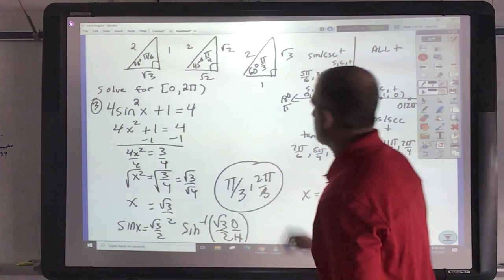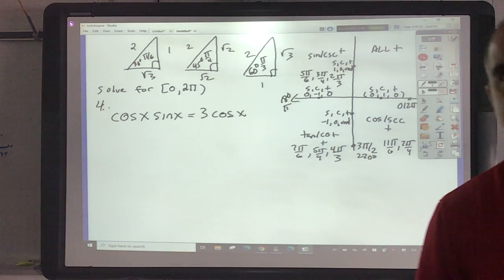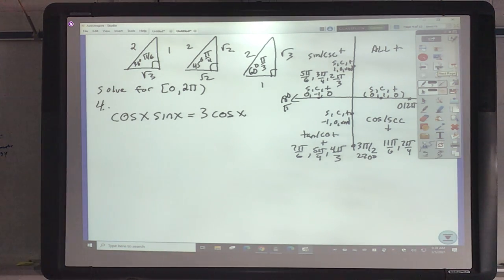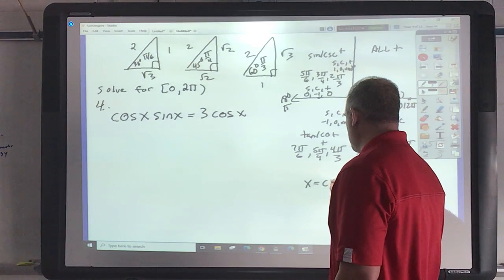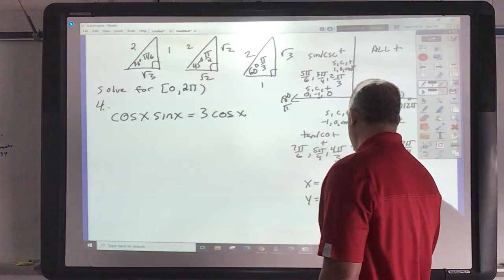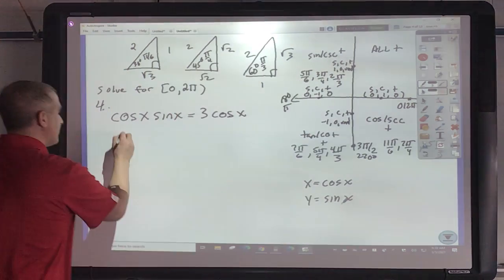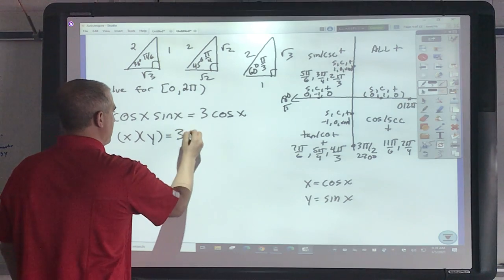So, all right, this is basically a lot of the stuff that we've been doing in the past. Not a lot of complication here. All right, so I got 2 functions. Let's make this easy. X is going to be cosine of x, and y is going to be sine of x. So I got x and y equals 3x.